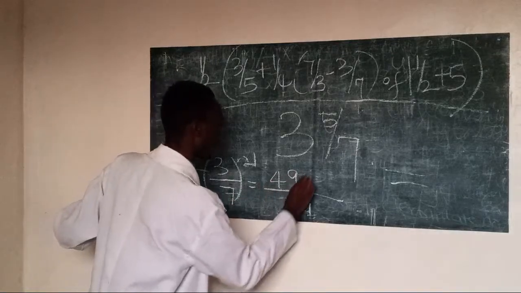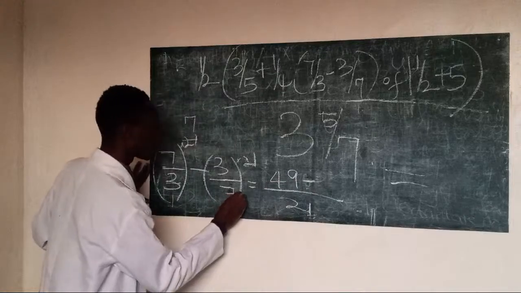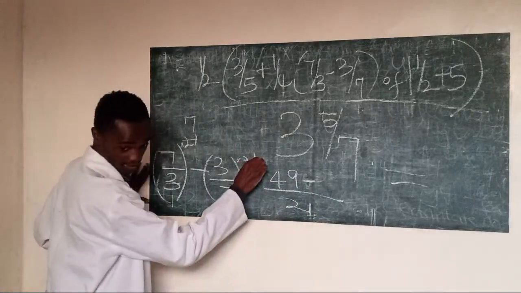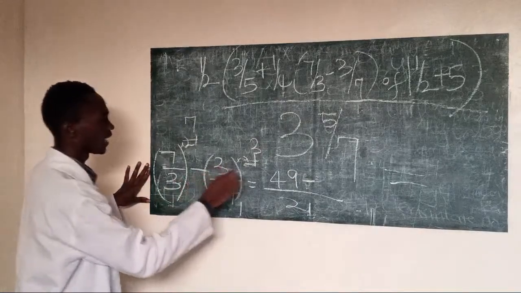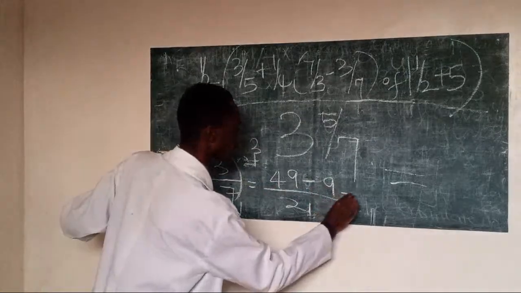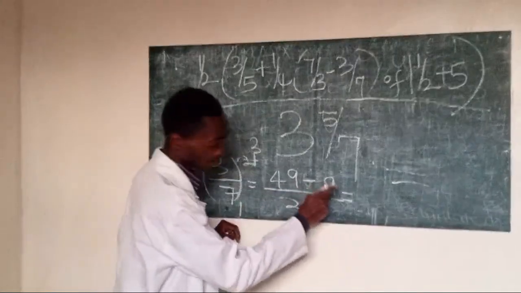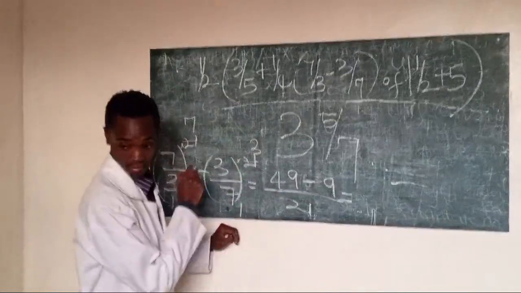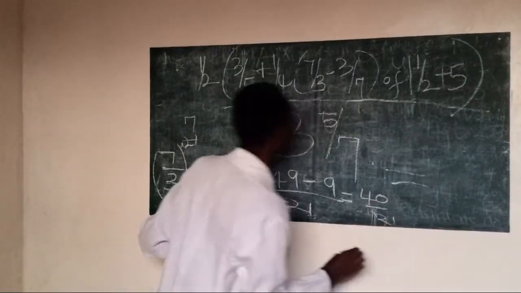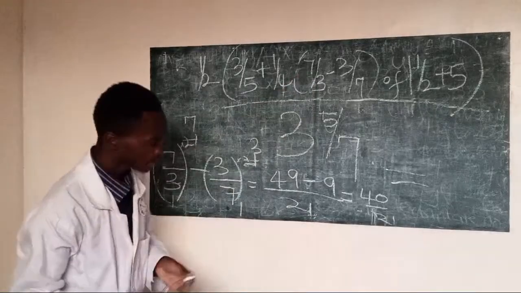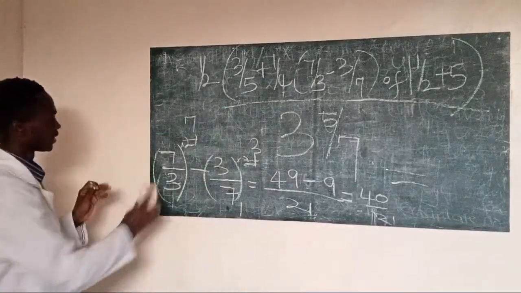49 plus, oh, it's minus, a minus, yes. By 7, 1, by 7, by 7, it will give me 9, isn't it? So, 49 minus 9 to give me 40 all over 21. So for this one is 40 all over 21. Do you all agree? Yes.